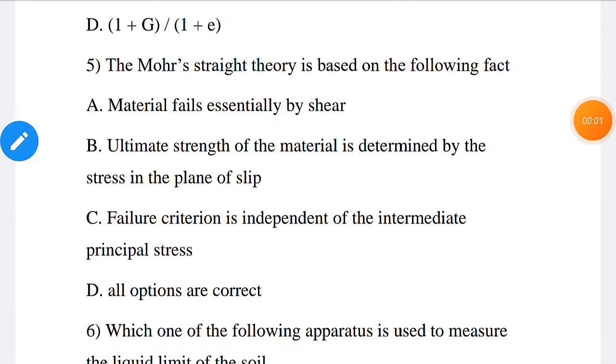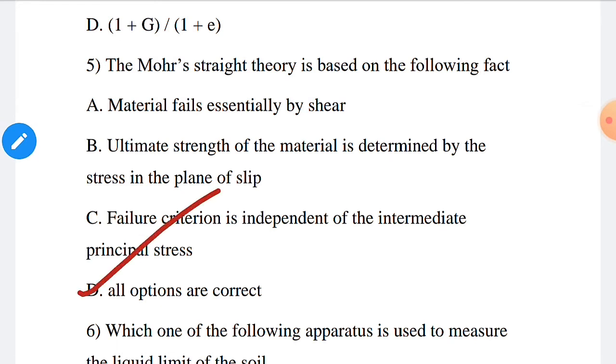Next one. Fifth one. The Mohr-Coulomb theory is based on the following fact. The Mohr-Coulomb failure criterion is a set of linear equations in principal stress, and the material fails essentially by shear, with any effect from the intermediate principal stress being neglected. Therefore, the failure criterion is independent of the intermediate principal stress. Ultimate strength of the material is determined by stress in the plane of slip. Therefore, the correct answer for this question is all options are correct.